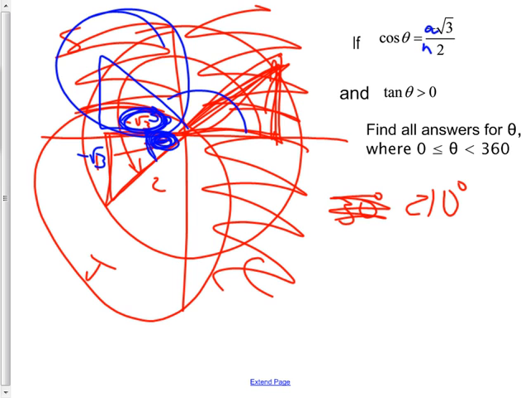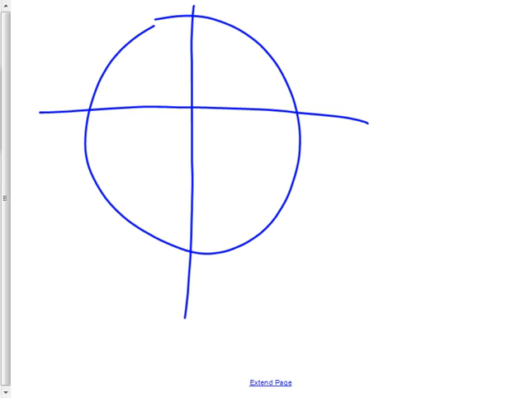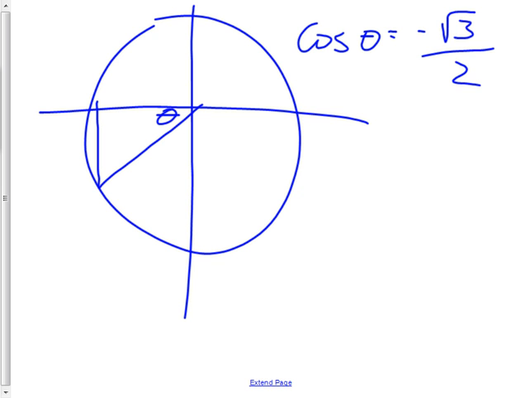Okay, I'm going to try this again. So if you drew this like this, and you said this is theta, and it was given that cosine of theta is negative root 3 over 2, do you get that the adjacent side has to be the root 3? Do you get that? From this angle's perspective, where is the adjacent side? A, B, or C? A.